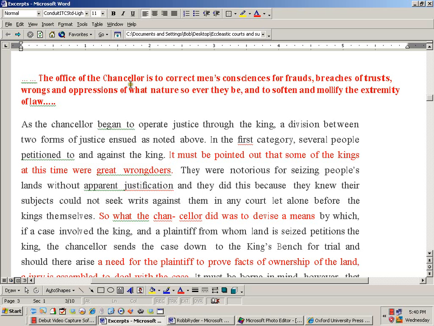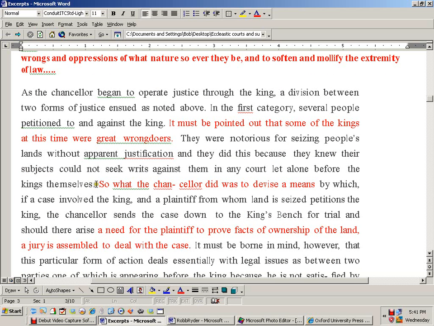The office of the chancellor is to correct men's consciences for frauds, breaches of trust, wrongs, and oppressions of what nature soever they be, and to soften and mollify the extremity of law. As the chancellor began to operate justice through the king, a division between two forms of justice ensued, as noted above. In the first category, several people petitioned to and against the king. It must be pointed out that some of the kings at this time were great wrongdoers. They were notorious for seizing people's lands without apparent justification. And they did this because they knew their subjects could not seek writs against them in any court, let alone before the king themselves.